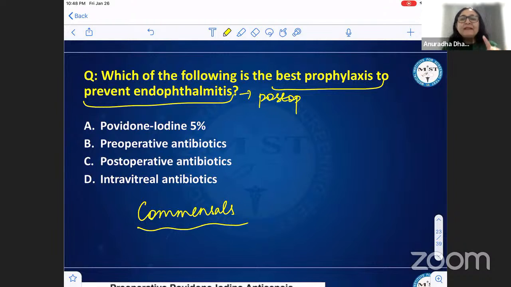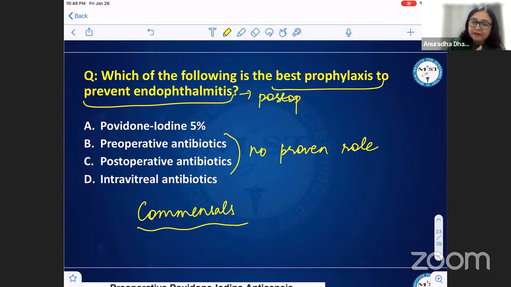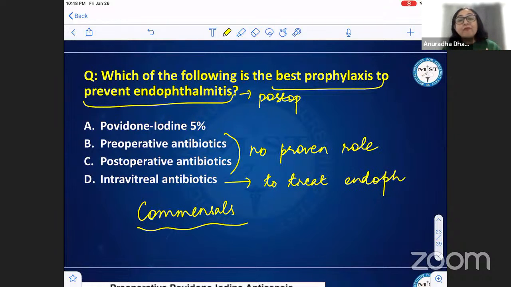And this study also found that antibiotics have no proven role. Prophylactic antibiotics, whether you give them pre-operatively, that is before the surgery, or post-operatively, that is after the surgery, do not have any proven role to prevent endophthalmitis. Similarly, intravitreal antibiotics are used to treat endophthalmitis, we do not give them as a prophylaxis.